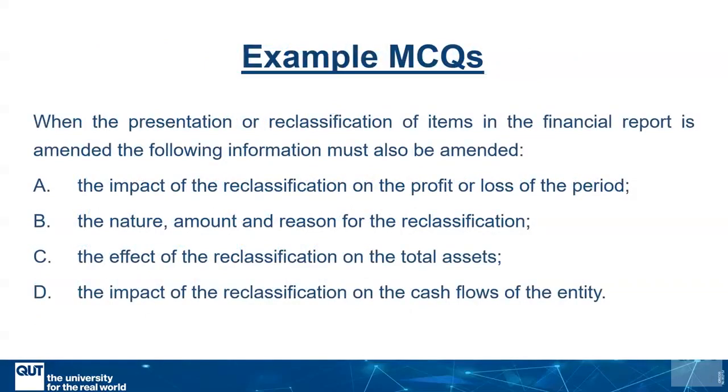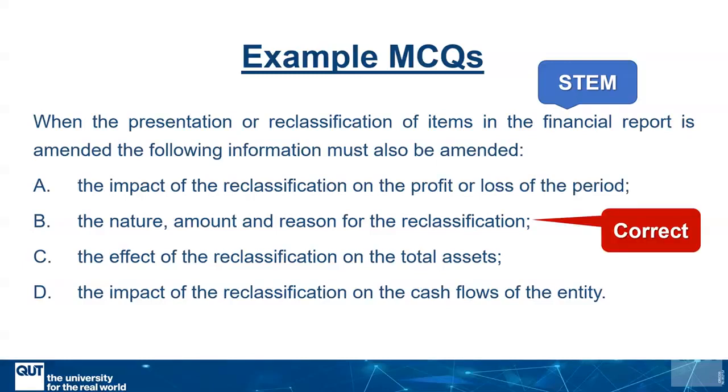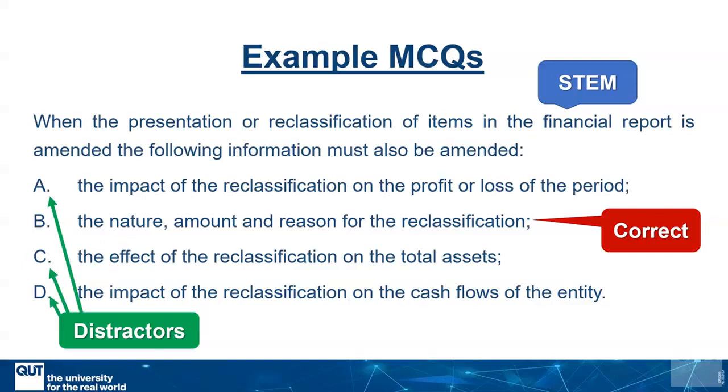Here's just a couple of examples I've done up. So when the presentation or reclassification of items in the financial report is amended, the following information must also be amended. And then I've listed A, B, C, or D. And you can see how they're all very similar. So this is what we call the stem. So this is the question. I've thought about what am I trying to get the students to understand or to provide me the answer to. We then have the correct answer, because obviously the nature, the amount, and the reason for the reclassification is required to be disclosed. The other three answers are the distractors.